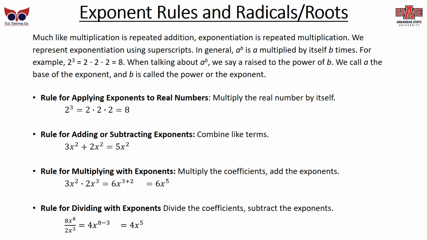Now let's take those same ones and multiply them rather than add them. Here, we take the coefficients in front and multiply them like normal: 3 times 2 is 6. But with the powers, x squared times x cubed, we add the powers, and it's going to be 6x to the 5th. Since we added when we multiplied, we're going to subtract when we divide. In this example, 8 divided by 2 is 4. Those are regular coefficients. x to the 8th divided by x to the 3rd is x to the 8th minus 3, so the answer is 4 times x to the 5th.